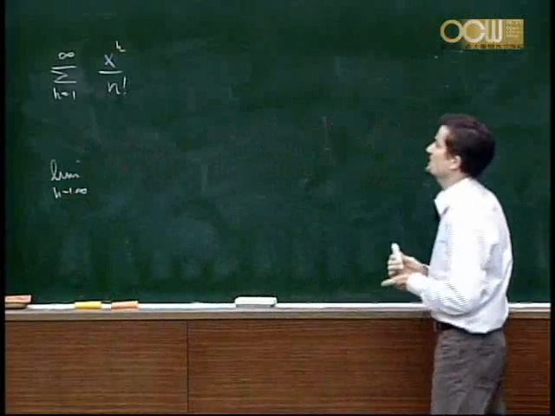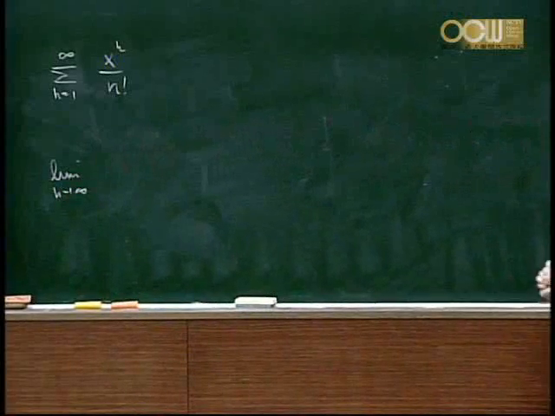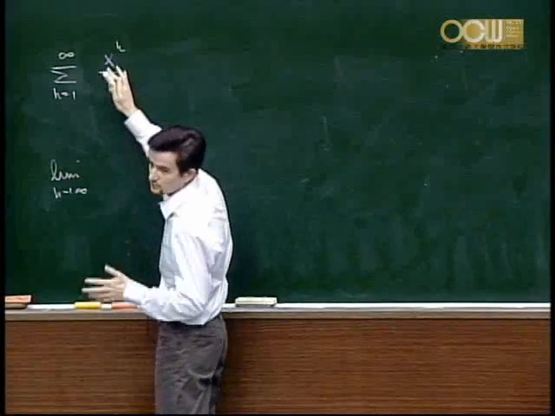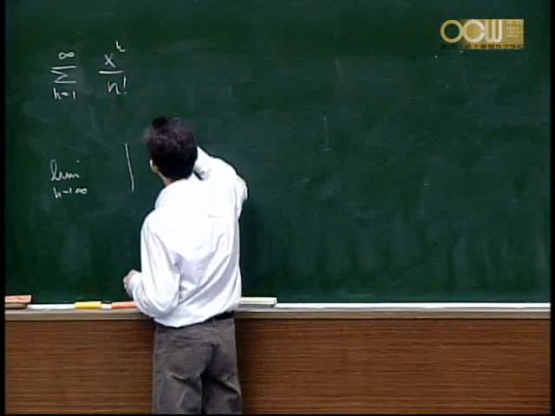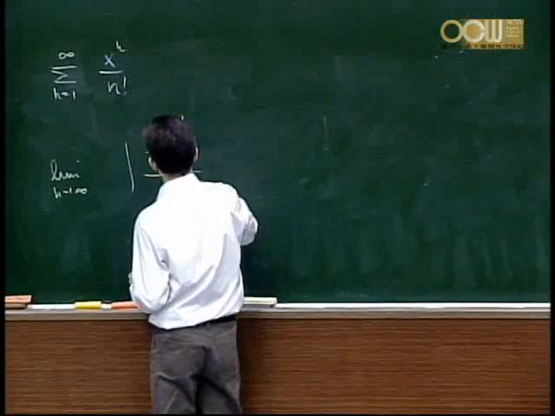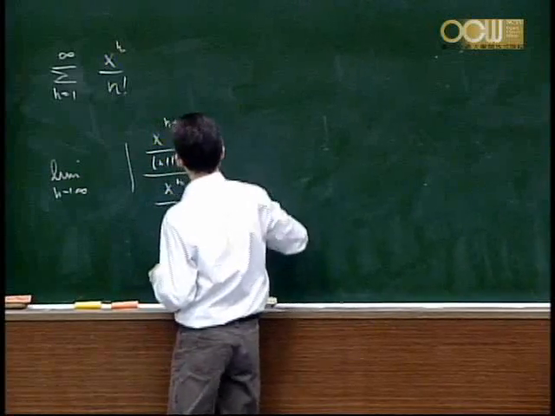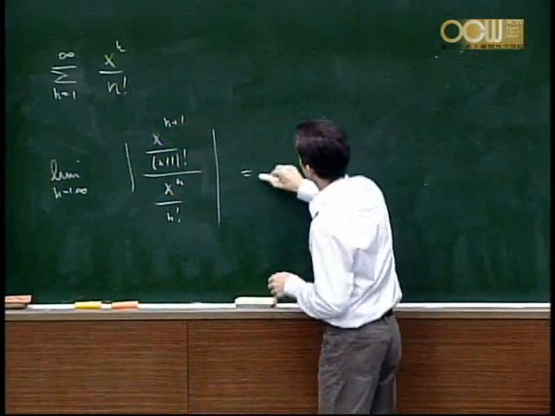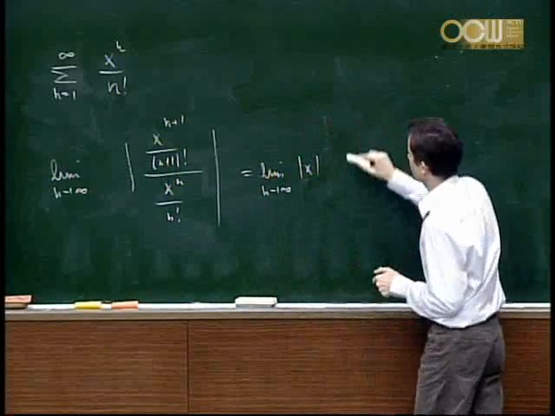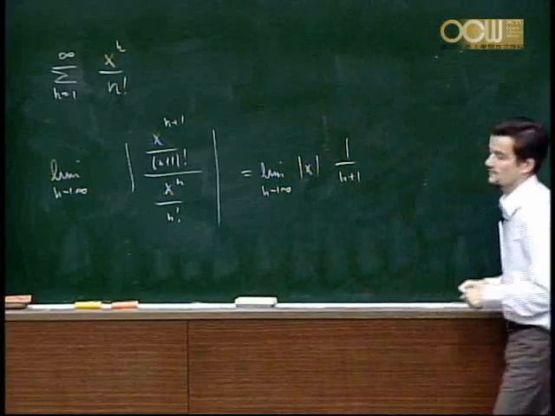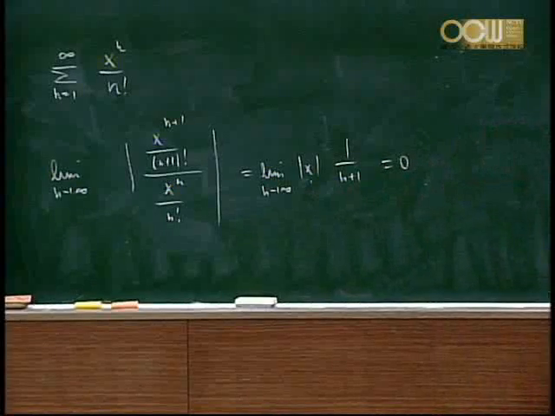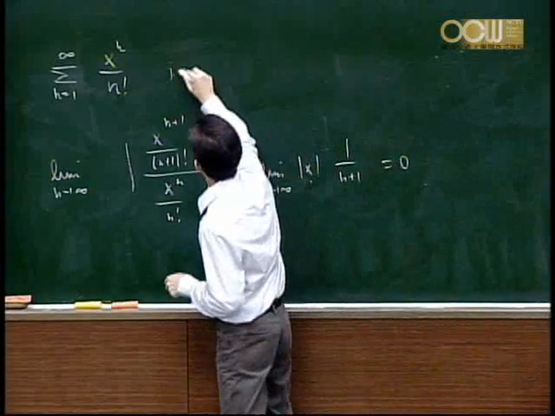But it's very easy to check for which x this series is convergent by using the ratio test. Now you really have to use the absolute value, because x could be negative as well. So you have the absolute value of x^(n+1) over (n+1)! over x^n over n!. This is the limit as n tends to infinity of the absolute value of x times 1 over n+1. No matter what x is, this will always be 0. So this is convergent.